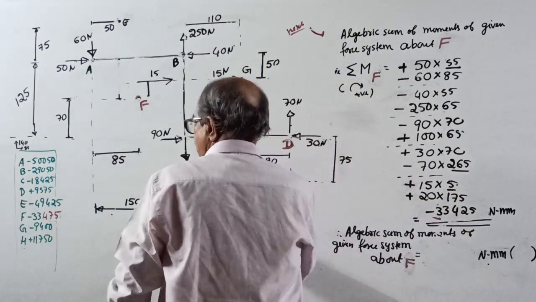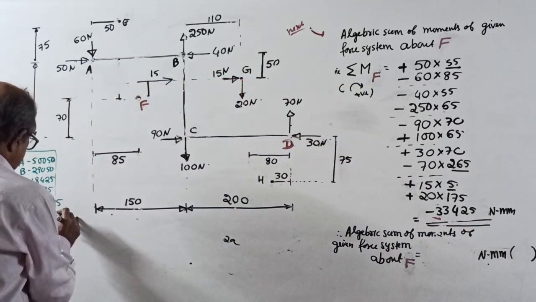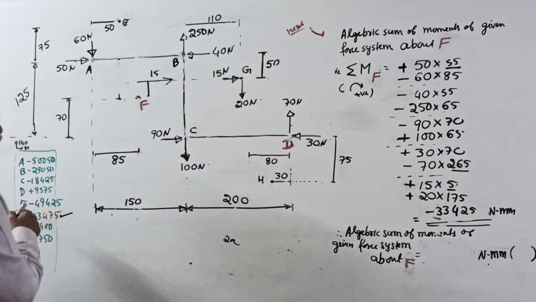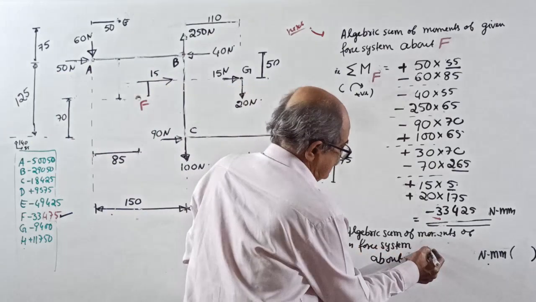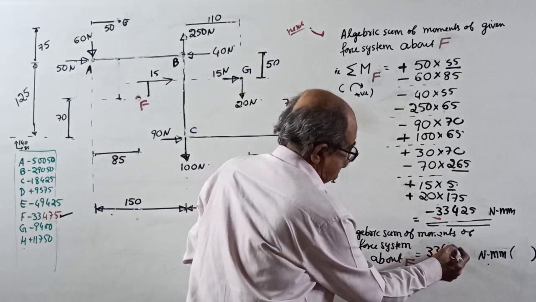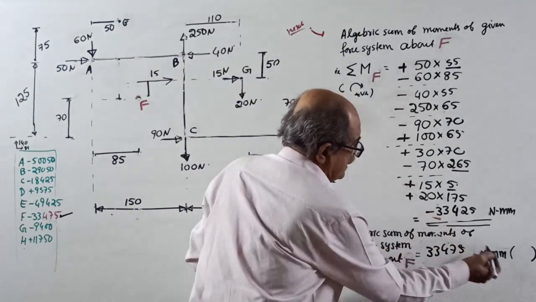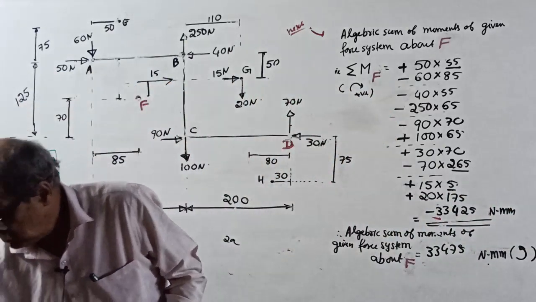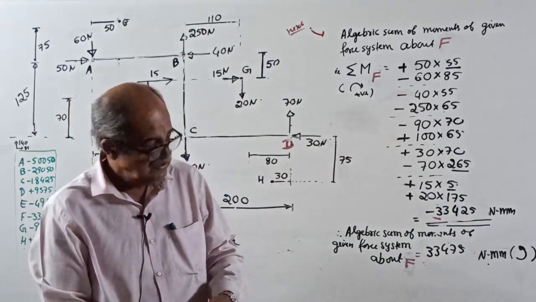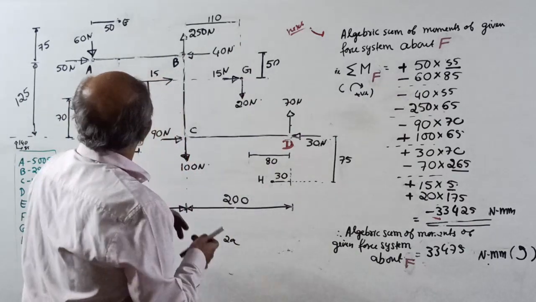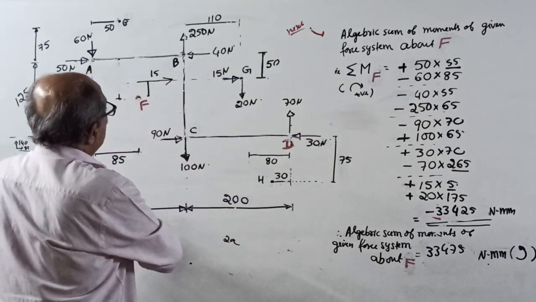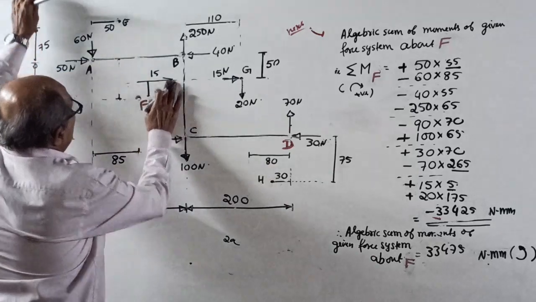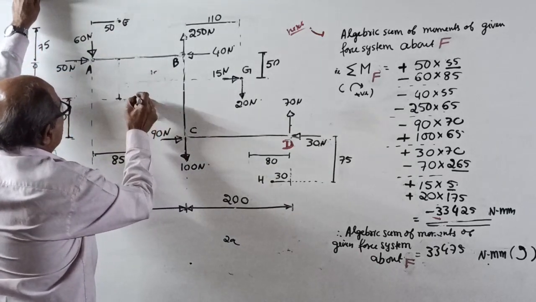33475, yes, I told earlier minus 33475 Newton meter, anti-clockwise. Okay, that also is over. Now last but one point, which one? E, F, and G. Okay, I'll go back to F and tell F, your work is over now.